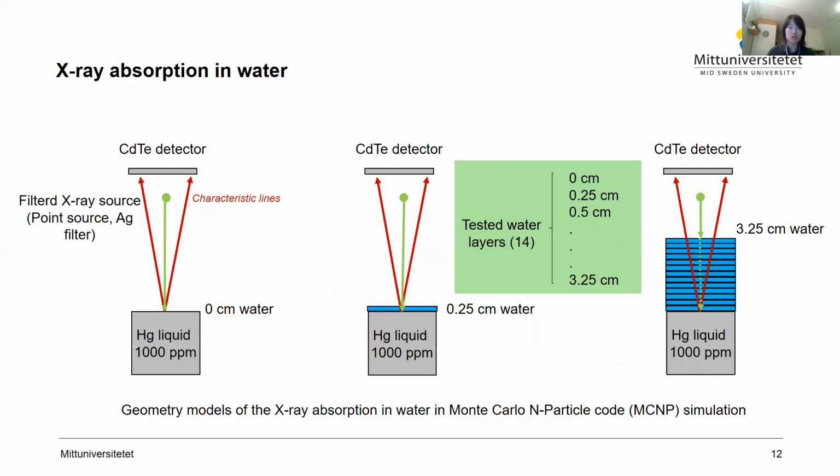Geometry models of the XRF setup used for the MCNP simulation are shown in these figures. The procedure starts with the definition of a filtered X-ray source emitting X-rays towards the center of the top surface of the sample. The sample is a solution with a mercury concentration of 1000 ppm, which is covered by an additional water layer.